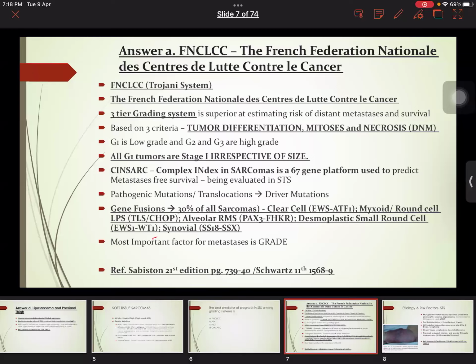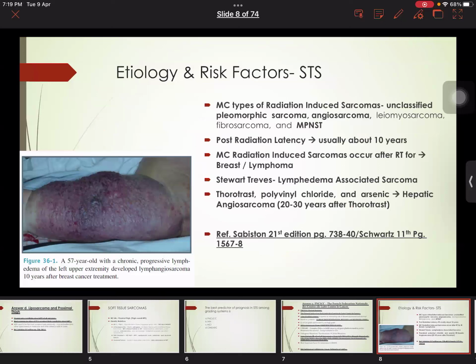Clear cell sarcoma, for example, is EWS again with ATF1. Myxoid round cell liposarcomas will have the TLS with CHOP. These are some things that may be asked, but the most important ones are going to be your Ewing sarcoma and your synovial sarcoma. These are the things that will be asked in your examinations. Grade is the most important predictive and prognostic factor that determines the outcome as far as sarcomas are concerned.